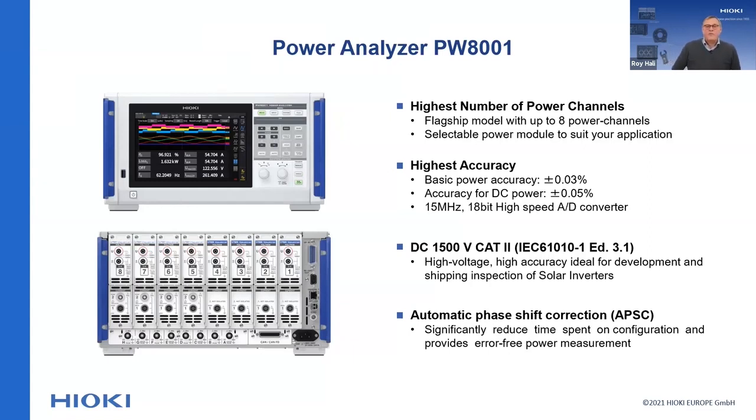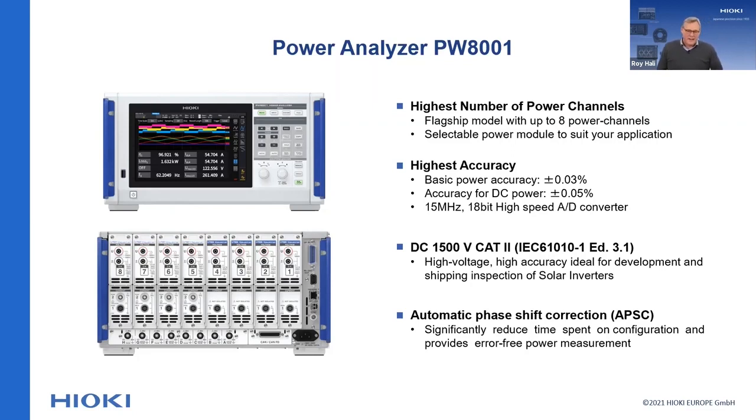The highest sampling frequency is 15 megasamples per second, and the A to D conversion has a resolution of 18 bits. This combined makes it possible to view high frequency PWM voltage waveforms in detail on the screen of the instrument. It can also measure up to 1500 volt DC in a Cat2 environment, complying with the latest IEC 61010-1 edition 3.1 standard that becomes effective on the 1st of January 2022.